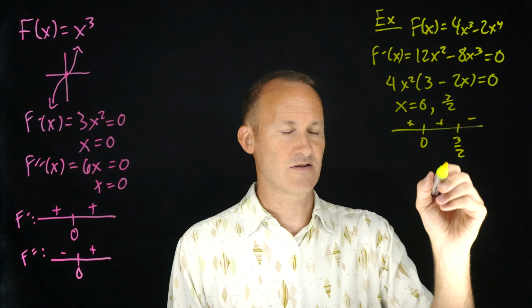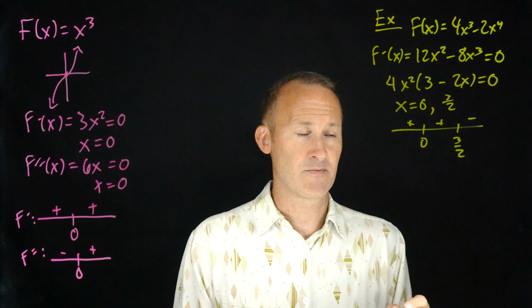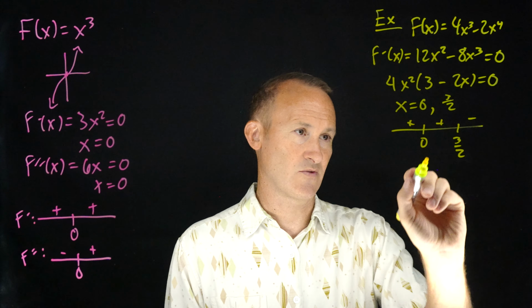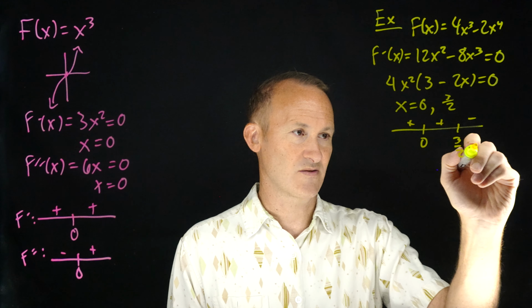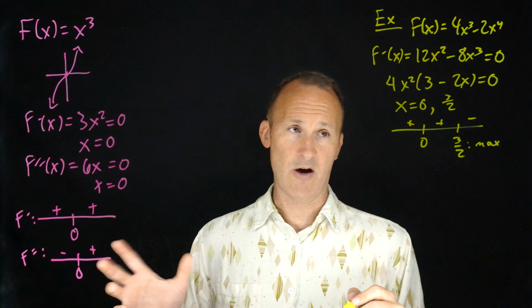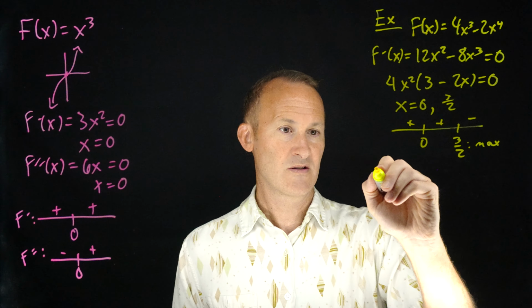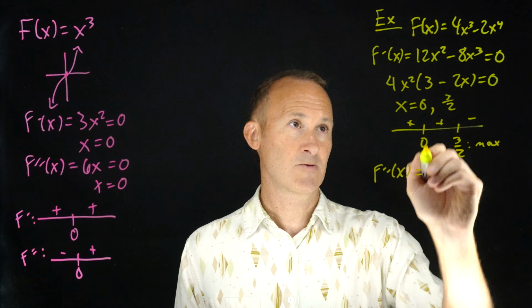What this tells us is that 3/2 is the only minimum or maximum. And because the derivative is going from positive to negative, it appears to be a maximum. Okay, now we're going to do the second derivative to get all points of inflection. So let's do f double prime of x, see what we get.